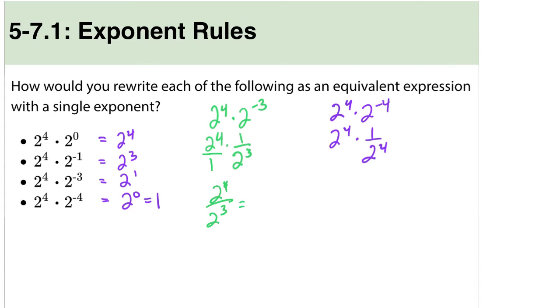And we've already seen using exponent rules that when we're dividing, we can subtract the exponents. And so that would be the same as 2 to the 1st, which is what we saw over on the left by adding your exponents.